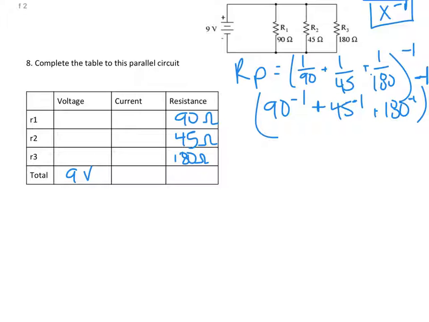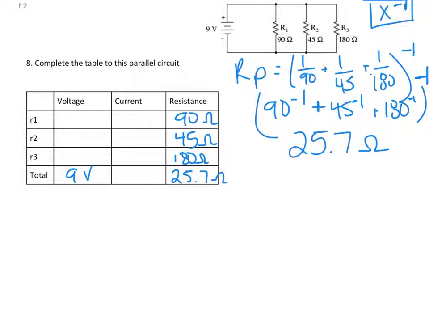Definitely test out each way of typing it in and see which way you like. It's a lot faster to hit that inverse key than typing in all the fractions, but do whatever is comfortable for you. So your answer there should be 25.7, and that's of course rounded. And that is your equivalent resistance. So you can add that to your chart.